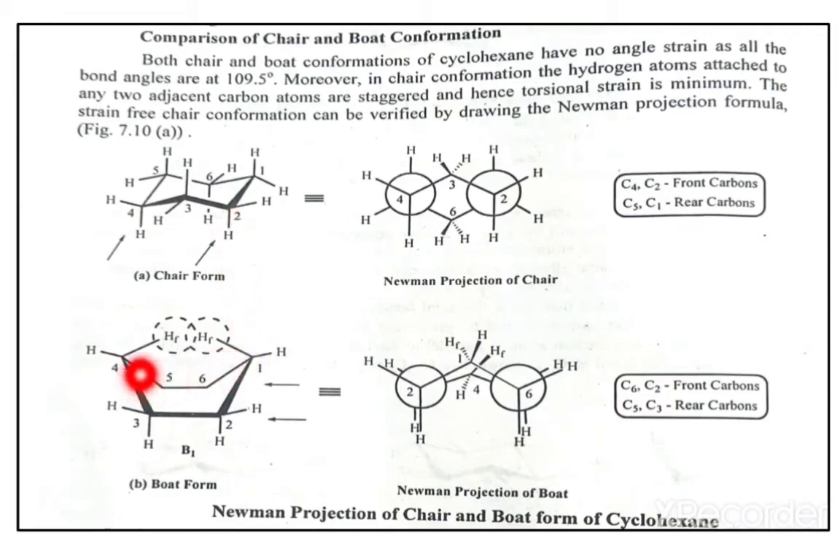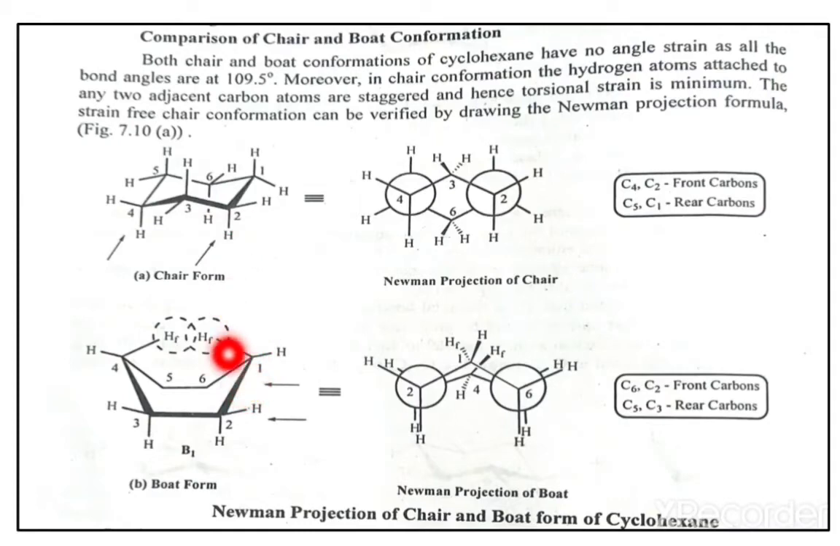That means the chair conformation possesses a smaller interaction, with energy of about 1.7 kilocalorie per mole, and this is lower than the boat conformation. That's why we conclude that the chair conformation is more stable than the boat conformation.